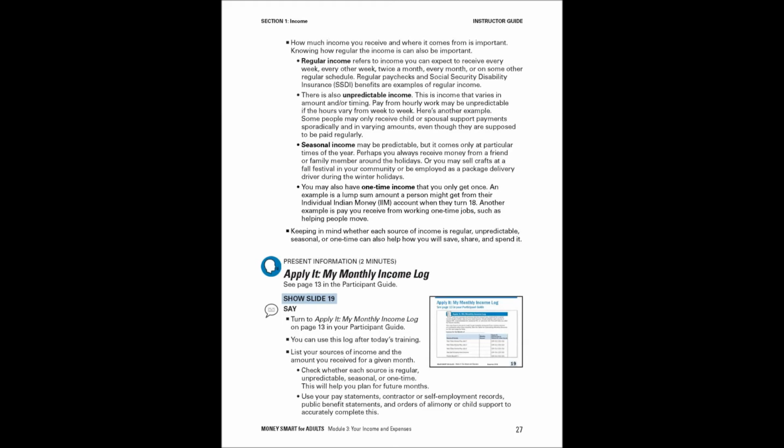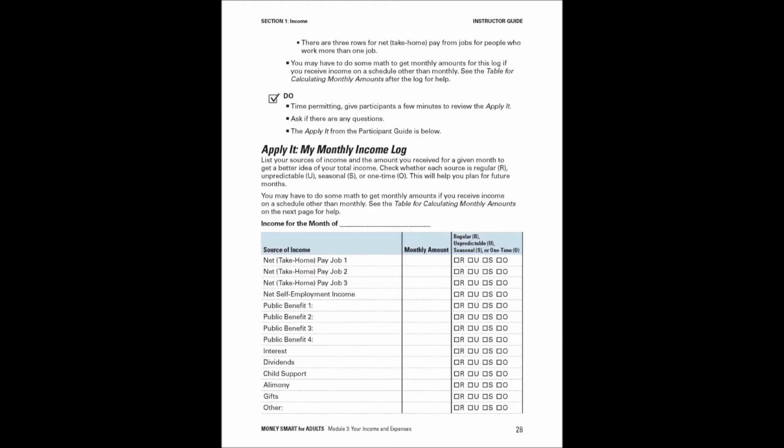So as they look at the actual worksheet that's on page 13 in the participant guide, they're going to list their sources of income and the amount that they receive for a given month. Then they're going to check whether or not the source is regular, unpredictable, seasonal, or one time. And again, saying that this is going to help them to plan for future months.